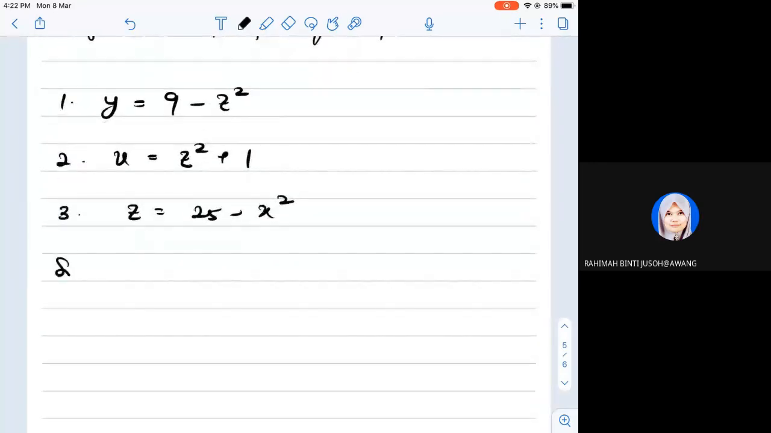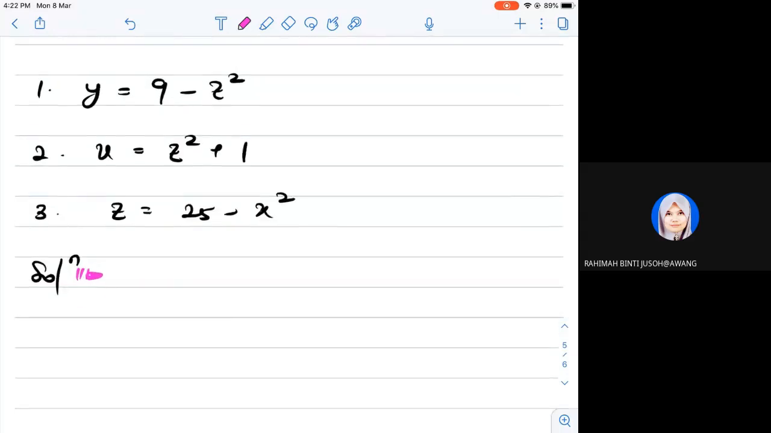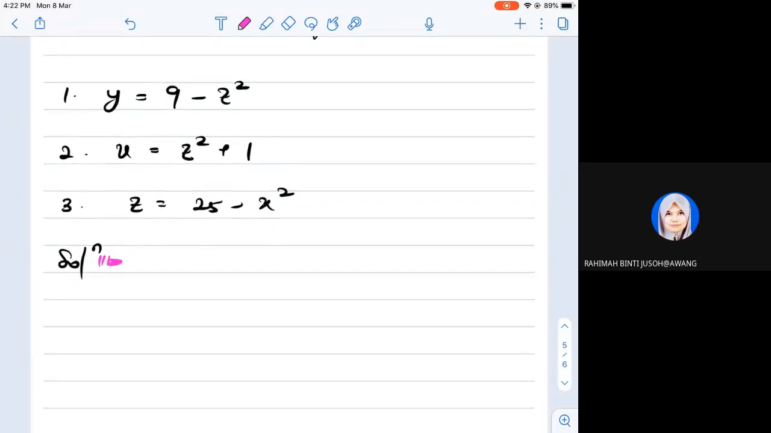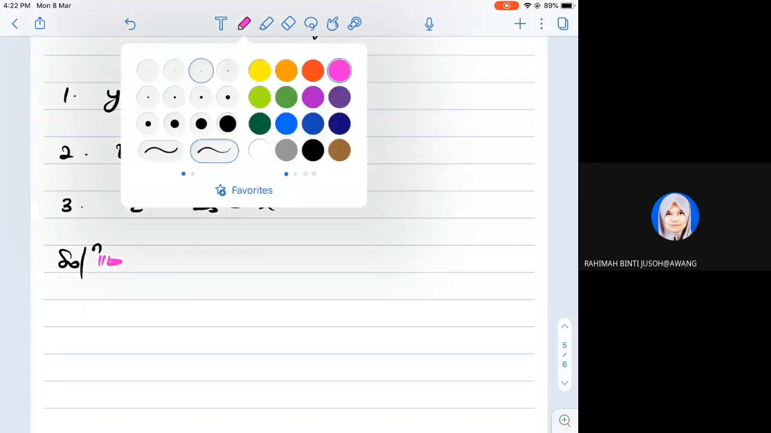Alright, now solution. We will do it one by one. Guys, if you are hungry, you can eat. I don't mind, as long as you pay attention and then you copy everything. Alright, now question number 1, we have y equals to 9 minus z squared. Oh, sorry.